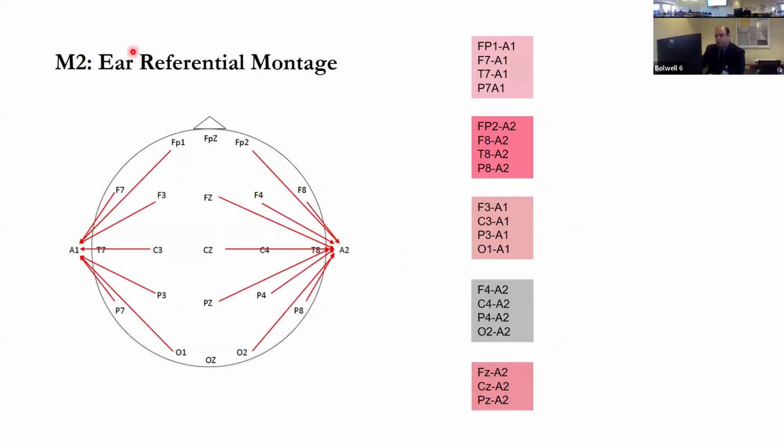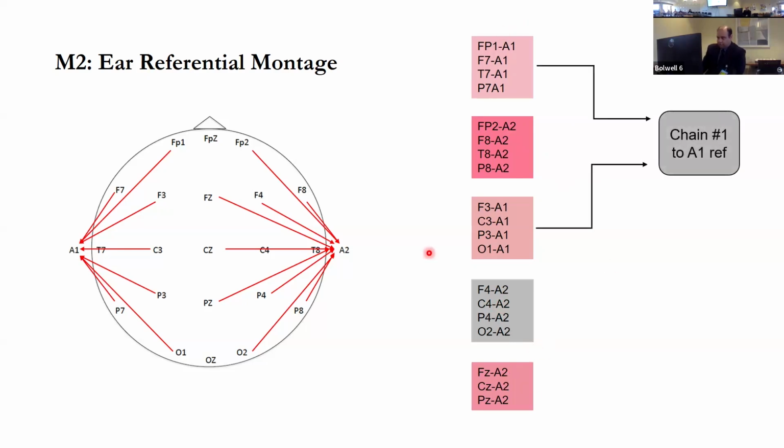This is also a very commonly used one. This is a referential montage connected to each ear as a reference, A1 and A2. A1 is the left ear, A2 is the right ear. How many chains are here? 2. Because you have these connected to A1, these connected to A1. This is one referential chain because they're all connected to A1. And then you have this connected to A2, A2, A2. This is 2. So you have 2 referential chains. Okay. So chain number 1 is all connected to A1.